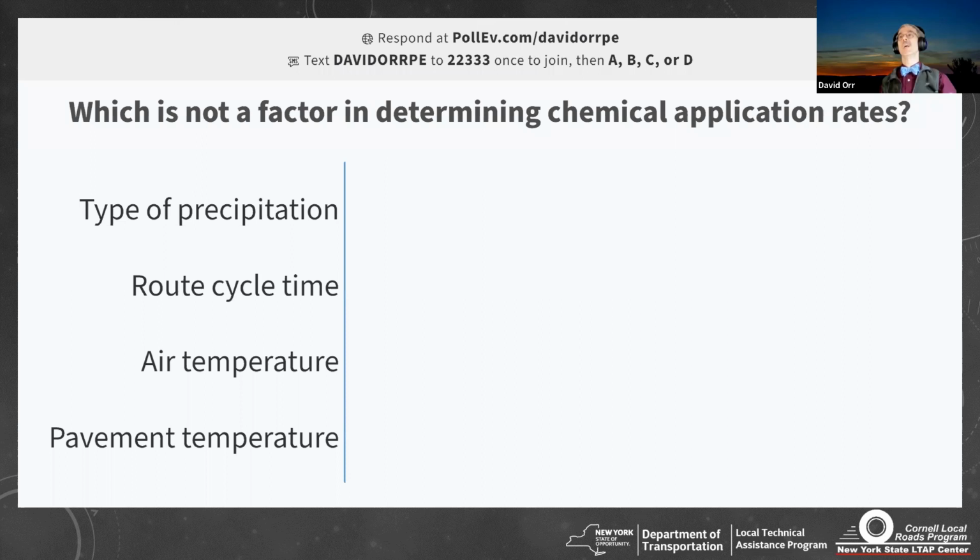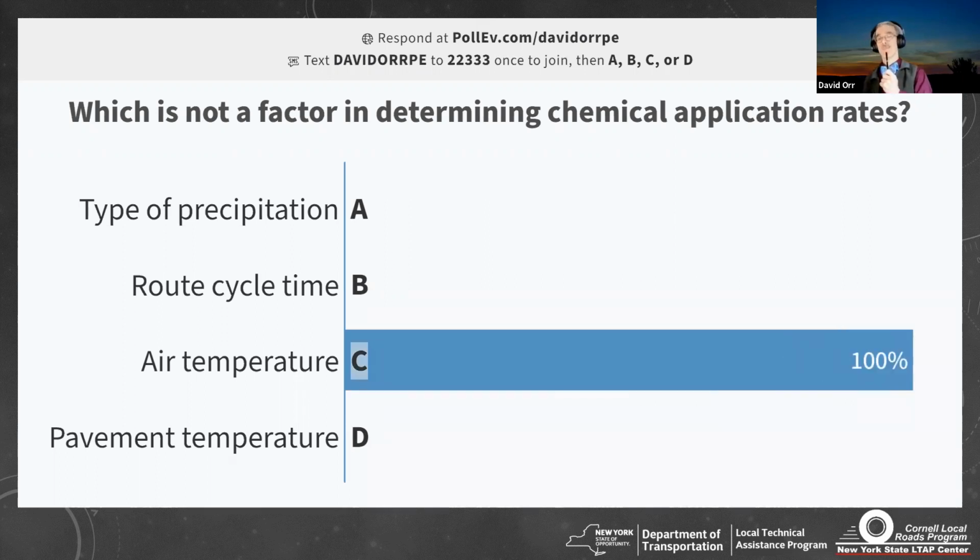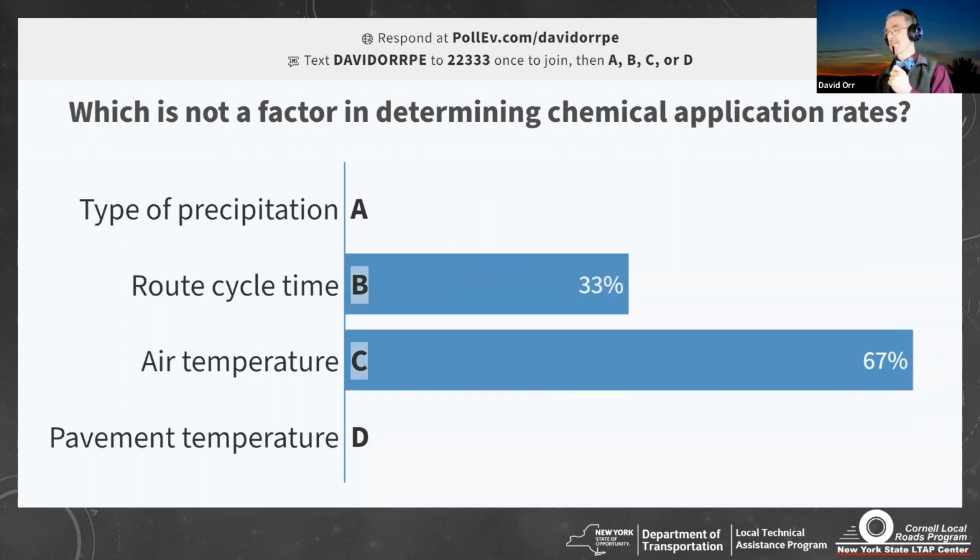Okay. So which is not a factor in determining chemical application rates? The type of precipitation, the route cycle time, the air temperature, or the pavement temperature? Okay. Good. Give you a couple more. Let's see. The answer is air temperature.